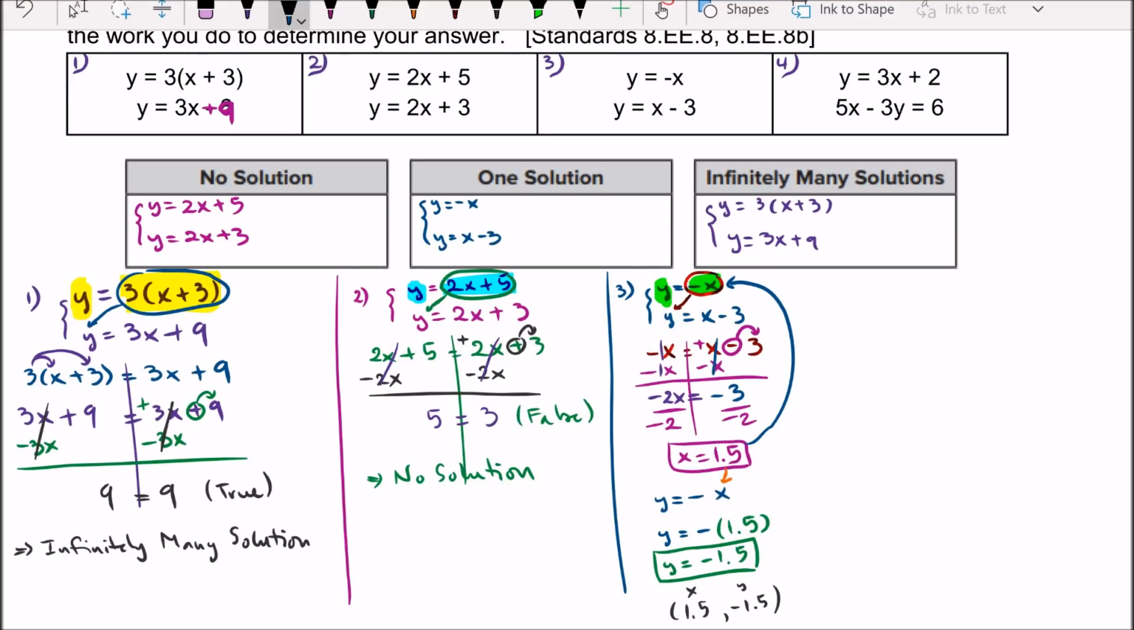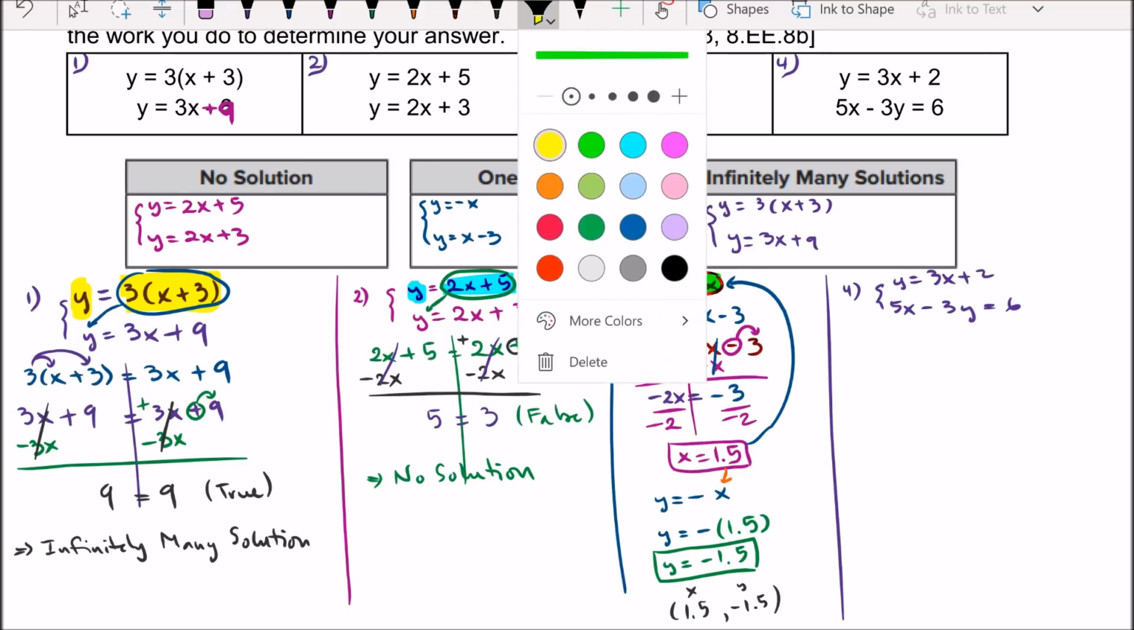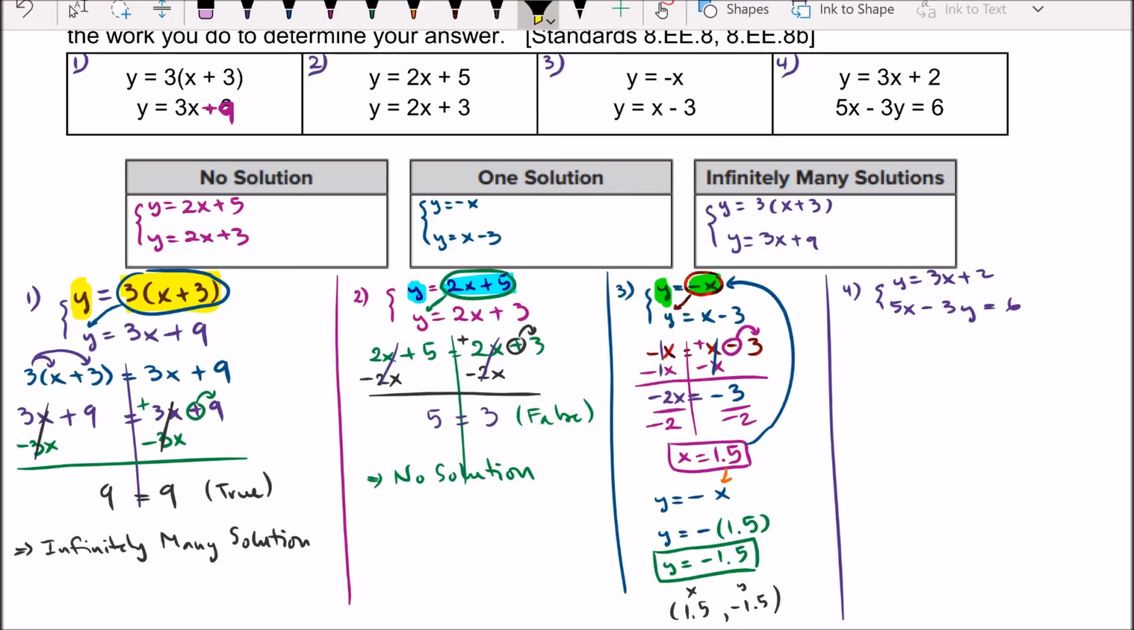Alright, so we have one more problem to go. You cannot assume this is one solution, no solution, or infinitely many solutions until you solve for it. So number 4. We have y equal to 3x plus 2 and 5x minus 3y equal to 6. Ooh, this problem is interesting. It will let me know if you understand what the substitution method is.